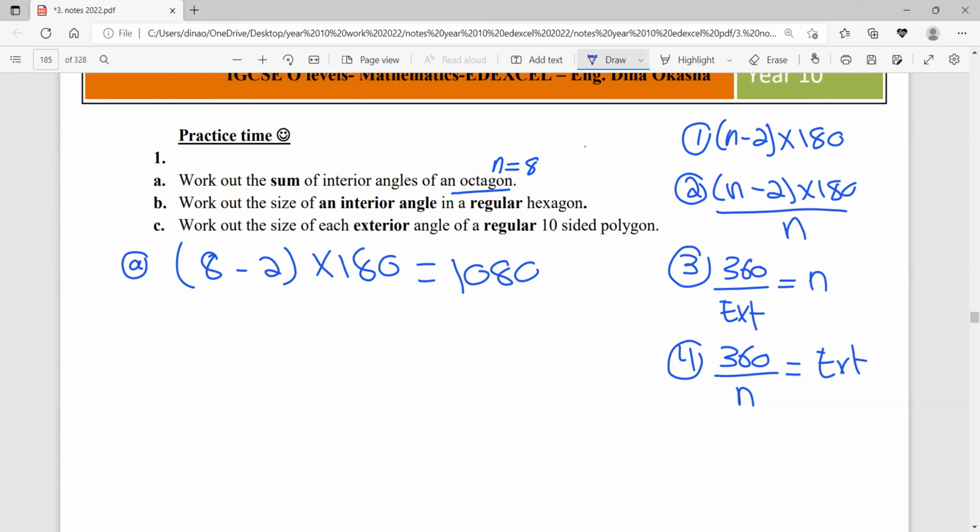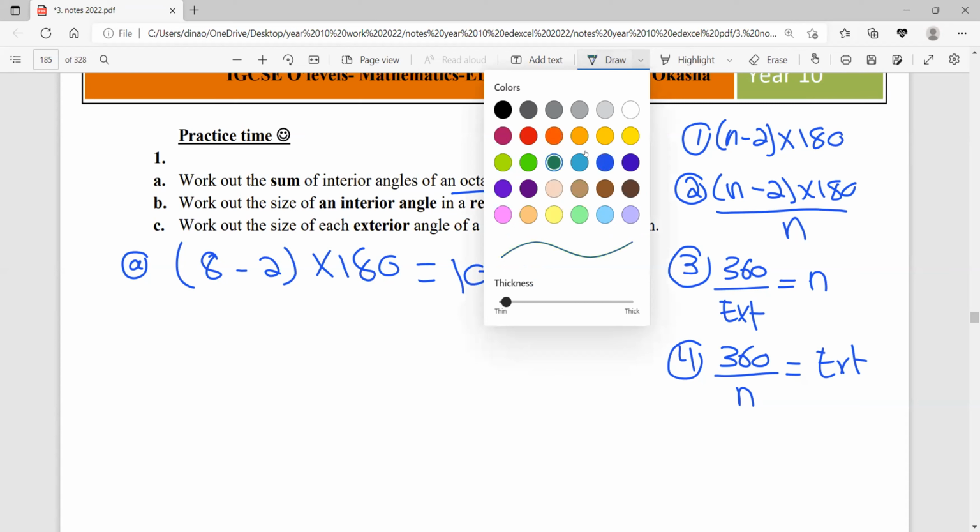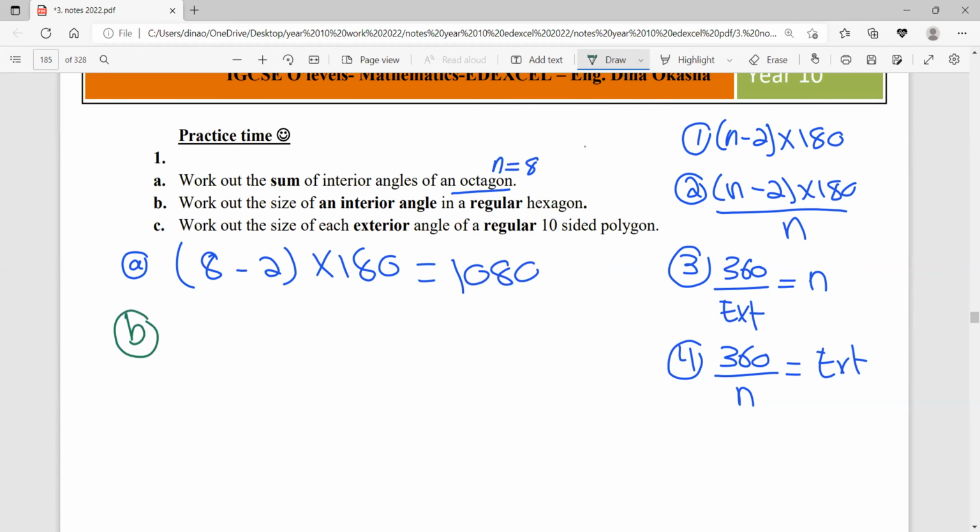Let's come to question B. What does question B say? Question B says work out the size of an interior angle. The advantage in the British system is that angles means plural and angle means one angle, so there is no confusion. And here it says regular hexagon. So since it says regular, I am allowed to use any of the four. First you have to know how many sides the hexagon has. The hexagon has 6 sides, so n is equal to 6.